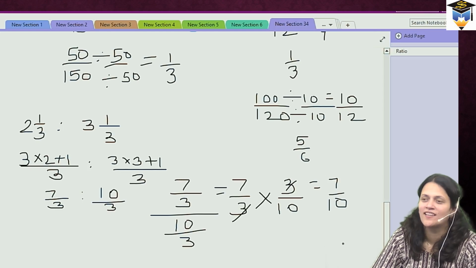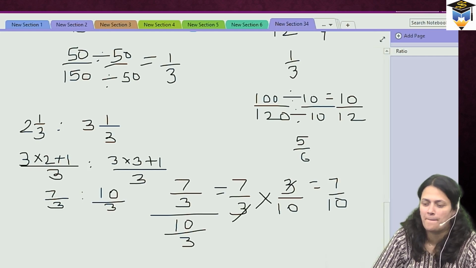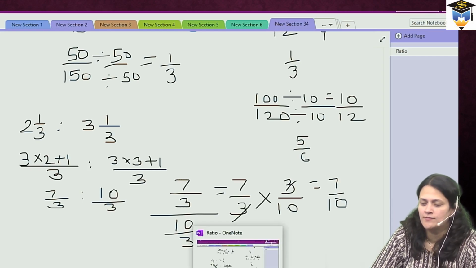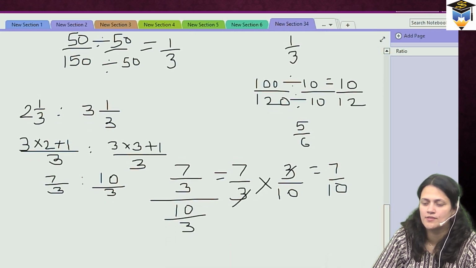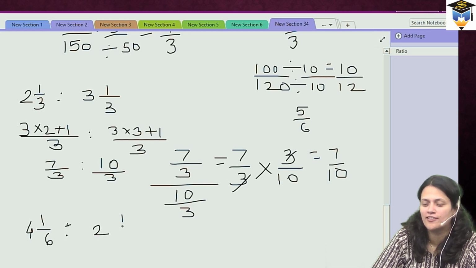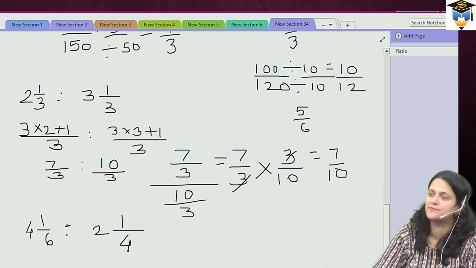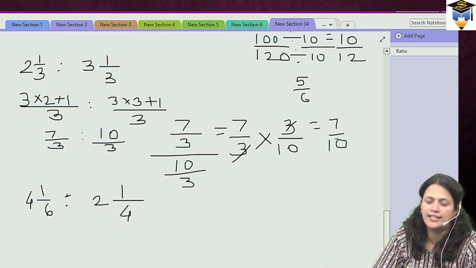Done, 7:10 is the answer. Chalo, let us take one more example of this kind. Take this ratio and tell me what ratio would you get. Take this example and tell me how to solve.